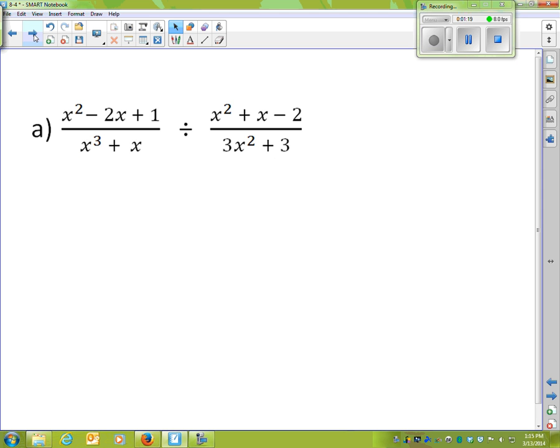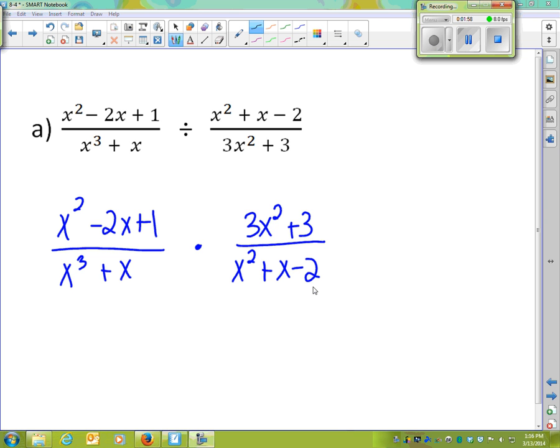Our first example. When you look at this, I've got two denominators already given to me, x cubed plus x and 3x squared plus 3. When I go to state my restrictions, I have to include this 3x squared plus 3. This portion also cannot be 0. It is originally a denominator. I'm not going to worry about it right now, but keep that in mind as we work through the problem. First off, I'm going to multiply by the reciprocal.